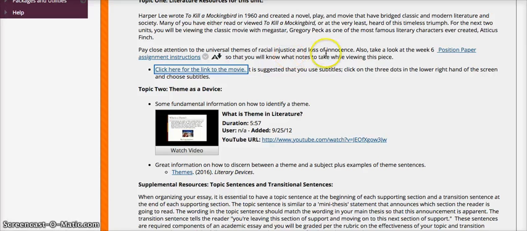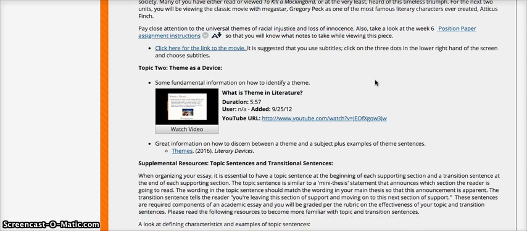It's very crucial that you take notes on whether or not you think that this movie, not the movie, the novel version, should be banned in middle school and high schools. Okay? And obviously the universal themes of this particular movie and book are racial injustice and loss of innocence. So keep that in mind as you take notes.